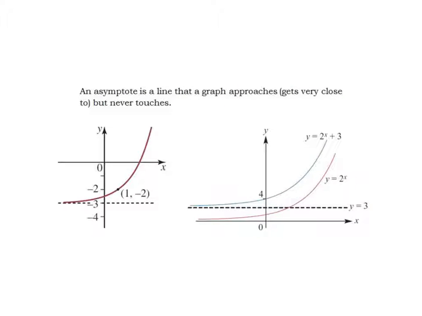So before we move on, let's just clarify the definition of an asymptote. It's a line that a graph approaches or gets very close to, but never touches. So the one on the left is getting very close to the line y equals negative 3. And on the right, the first graph, the blue one, has got an asymptote at y equals positive 3, and the red graph has got an asymptote at y equals 0.